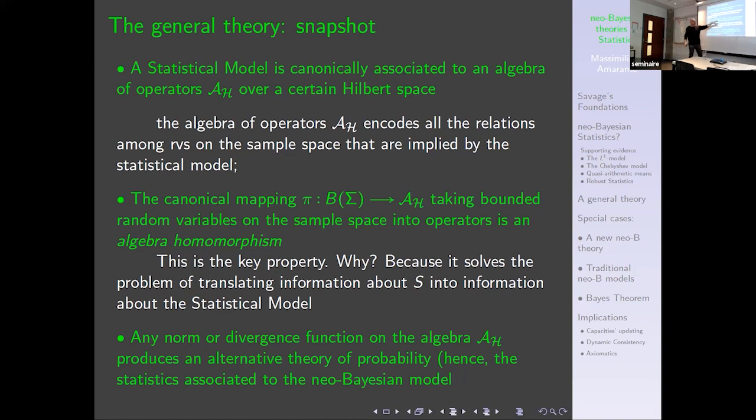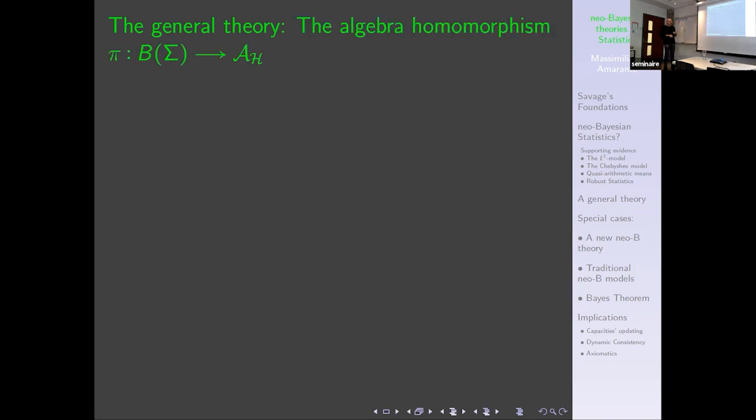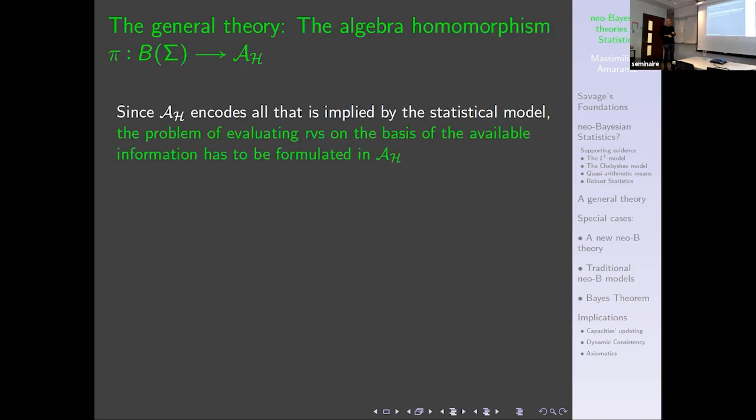And then what do you do with this algebra of operators? You do exactly the same thing that we were doing in the examples over the functions. You fix norms, divergence functions, etc. On this algebra of operators, each norm or divergence function produces an alternative. And then pretty much what happens is the same that we saw in the examples.